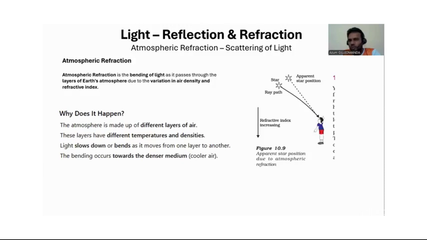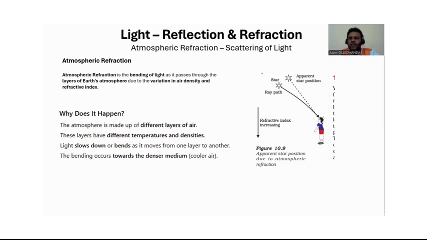As we come near to the Earth, the air gets hotter because of the radiation, right? Or because of the reflection of sunlight from the Earth's surface into the atmosphere. So the air towards the surface of the Earth is less dense compared to when we go high in altitude, where the air becomes more and more dense, and it is also cooler. So the refractive index will increase as we come close to the Earth in the atmosphere.